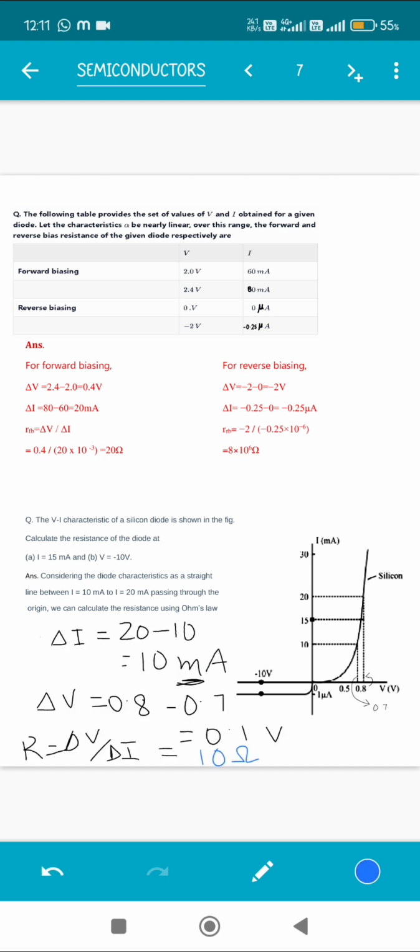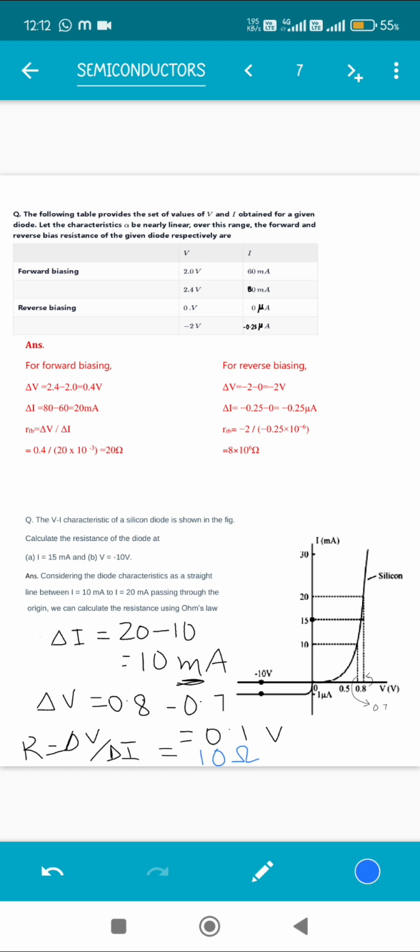In this question, there is a table in which the forward biasing and the reverse biasing values of voltage and current have been provided to you. You just simply have to find out the resistance in the forward bias and in the reverse bias. Since in both the forward and the reverse bias, it is not a straight line, rather it is a curve, we are going to find out the voltage and the current in terms of differences. We have done this in maths, and we do this only when the graph is not linear, the graph has a curve.